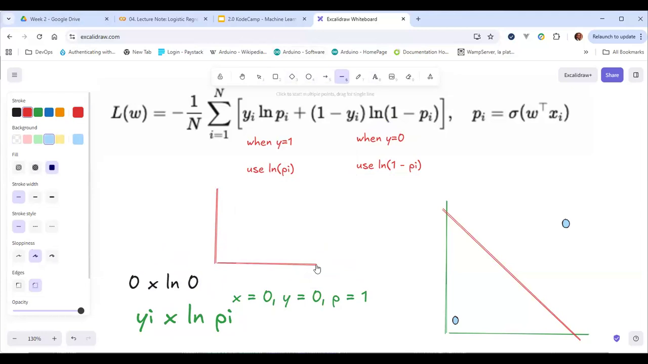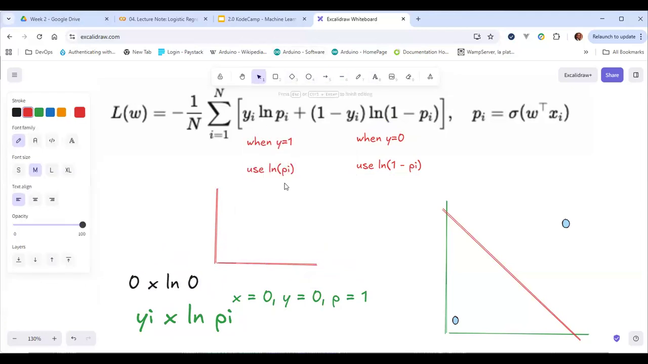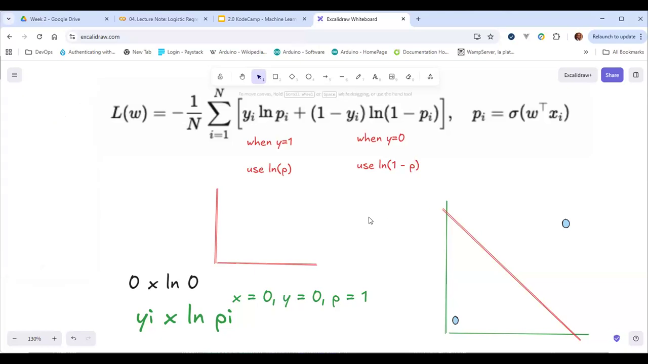So let's start again. The ln of p, but let me just remove the i, because what we're saying is the cost function. The i just means for each item, for each data point in your data set, for each row in your data set.